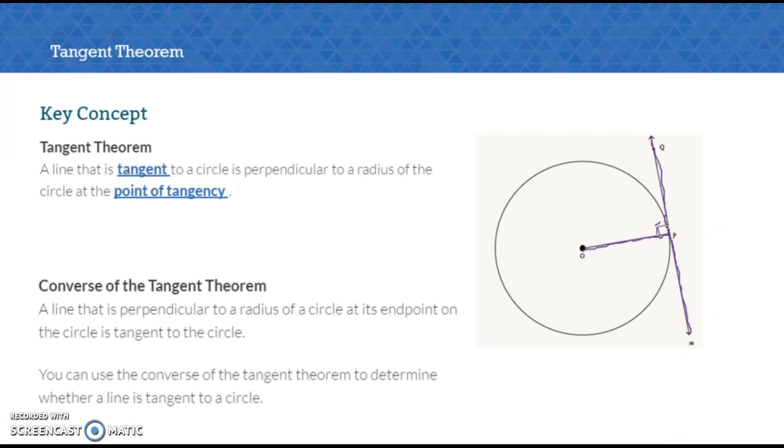And vice versa, if we have a line that is perpendicular to a radius of a circle at its endpoint on the circle, that means that that line is tangent to the circle. So if we knew that there was a right angle right there, we automatically know that line is tangent to the circle. And that helps us prove that lines are tangent to a circle. If there's a right angle formed with the radius on the circle, then that means that that line is tangent to the circle. So those are just some important key concepts and theorems to get us started today.